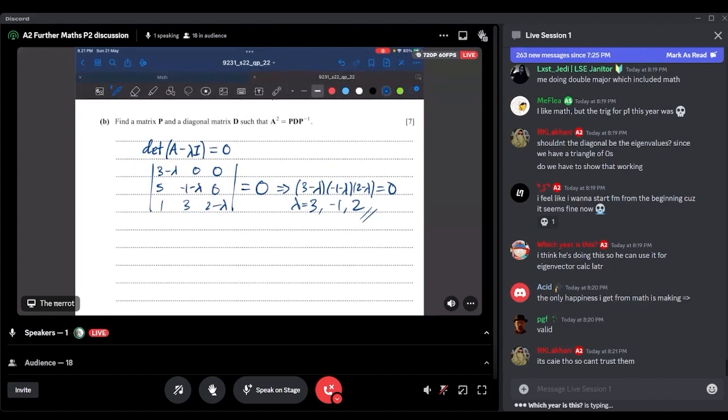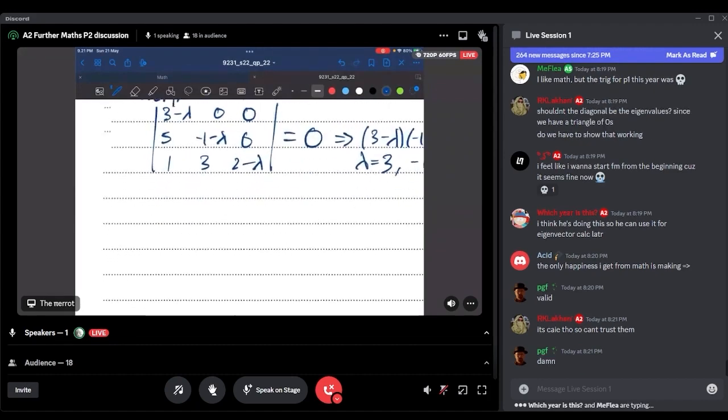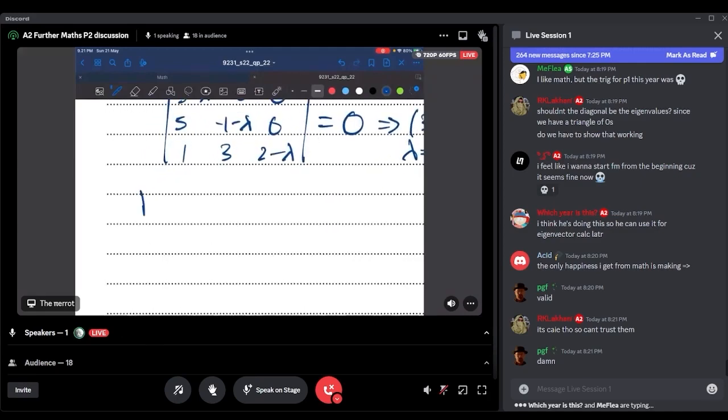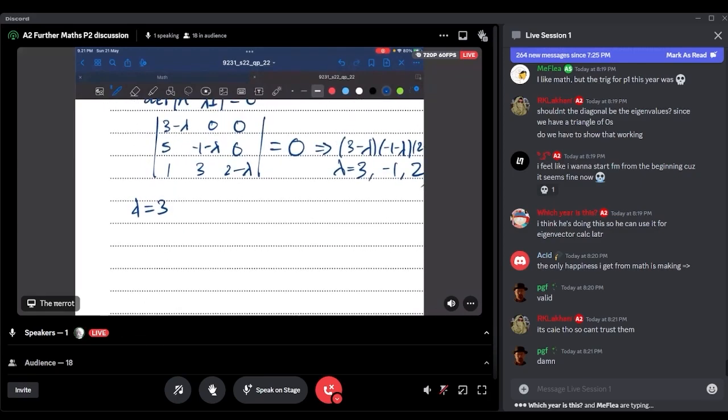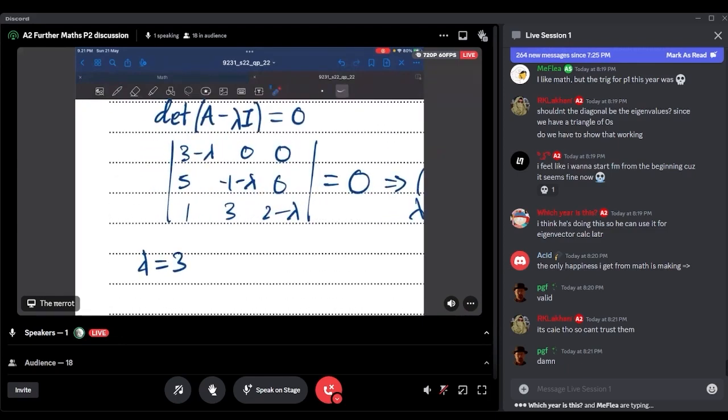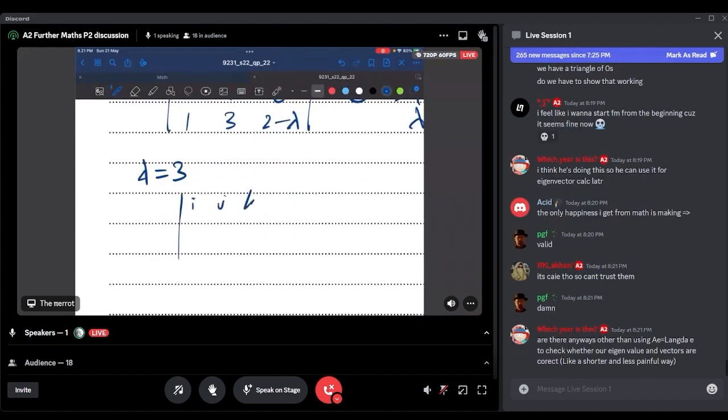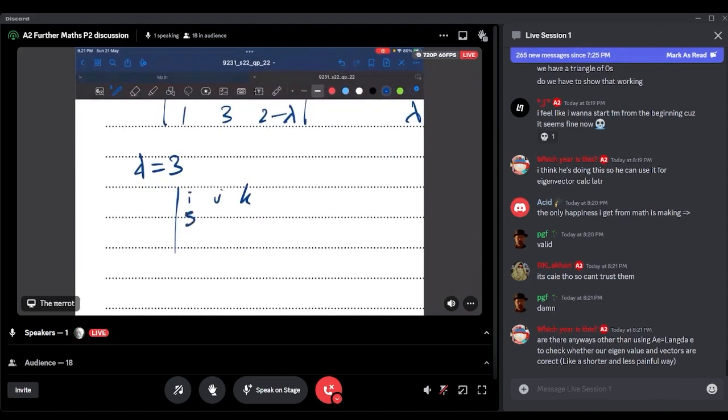Okay, so with these lambdas, let's find the eigenvectors. Let's find it when lambda is 3. The eigenvalue is 3, so of course the top row will be 0, since 3 minus 3 is just 0. Then this becomes minus 4, and this becomes minus 1. So you have these two vectors. To find the eigenvector, just take the cross product of these two vectors. So let's do that: i, j, k, 5, minus 4, 0, 1, 3, minus 1.